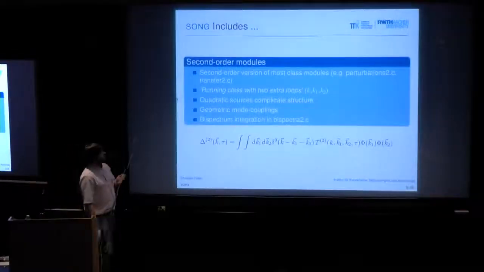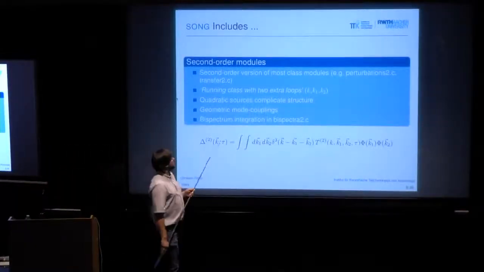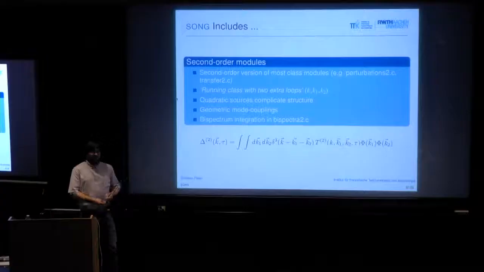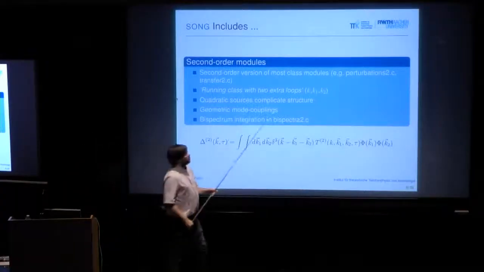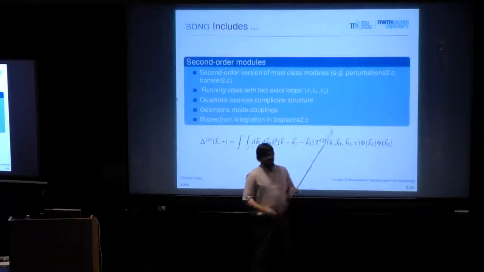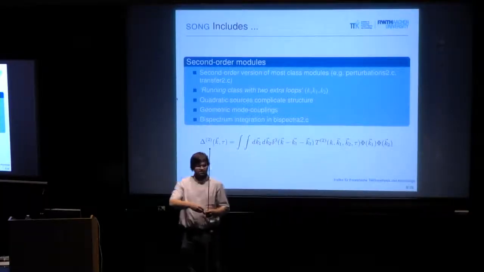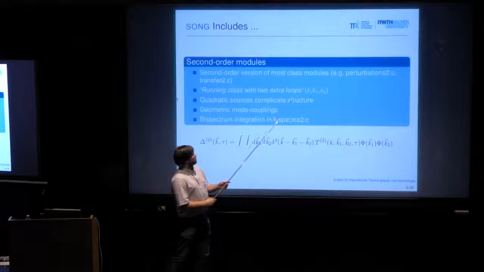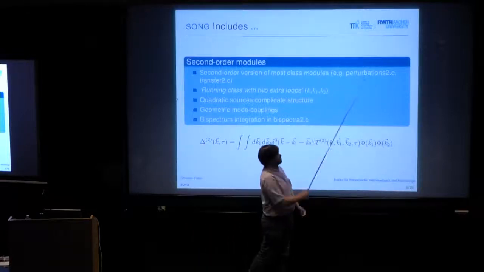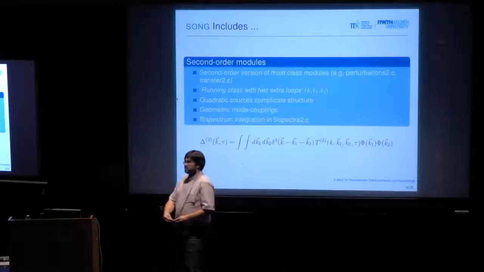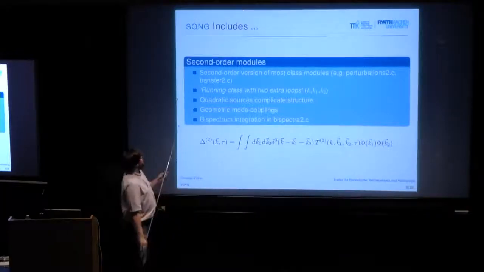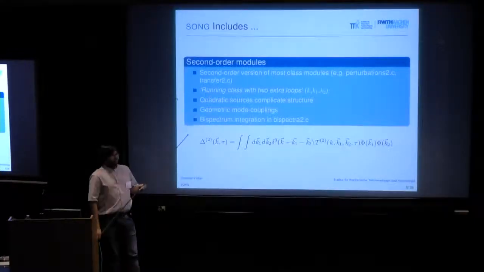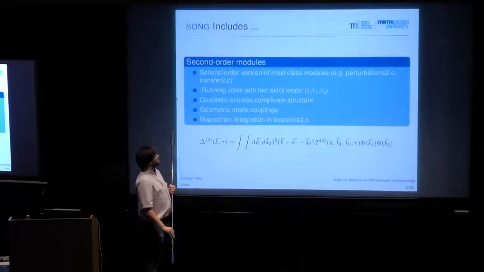Okay, then apart from the linear code CLASS that is in the SONG code, we have a number of second-order modules. And these second-order modules correspond quite directly to the first-order modules. For example, at first order we have perturbations.c, which simply evolves the Einstein-Boltzmann system from the initial condition to a later time by solving the differential system. Now in the SONG code we have a version called perturbations2.c, and it does exactly the same thing, only at second order in perturbation theory. Then in CLASS we have transfer.c, which solves the line-of-sight integration, and in SONG we have transfer2.c. So there's a direct correspondence between the CLASS modules and the SONG modules.